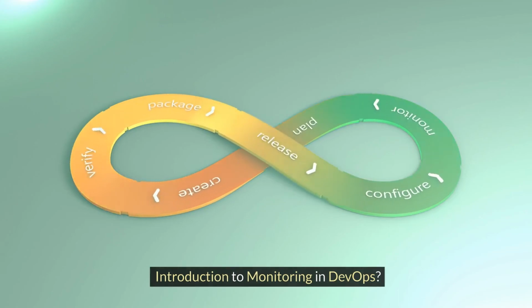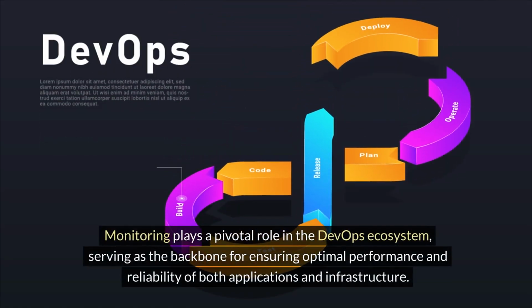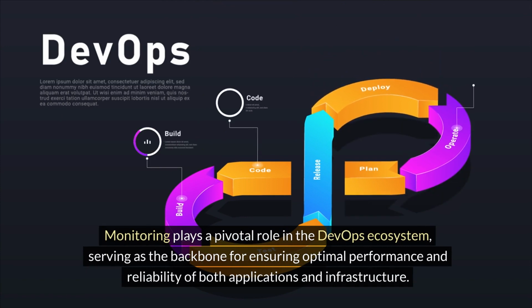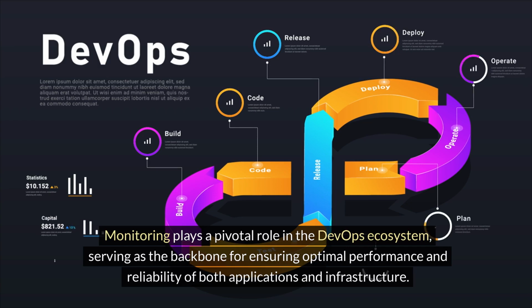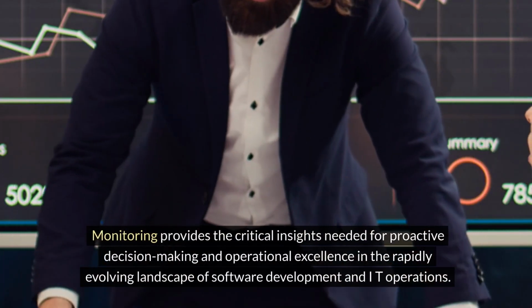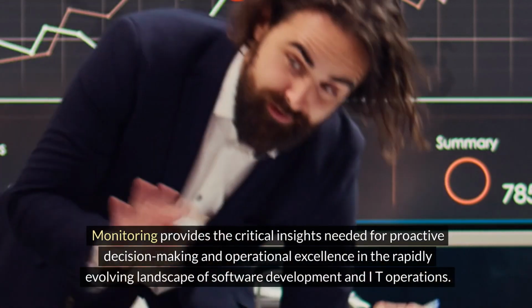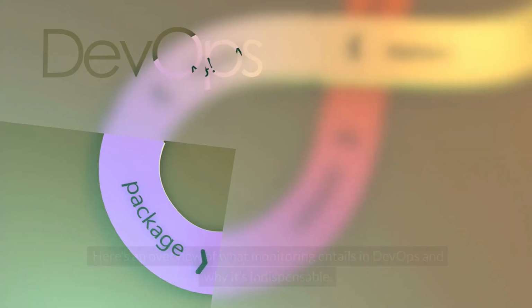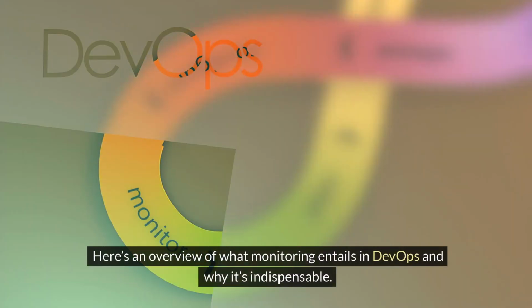Introduction to monitoring in DevOps. Monitoring plays a pivotal role in the DevOps ecosystem, serving as the backbone for ensuring optimal performance and reliability of both applications and infrastructure. Monitoring provides the critical insights needed for proactive decision making and operational excellence in the rapidly evolving landscape of software development and IT operations. Here's an overview of what monitoring entails in DevOps and why it's indispensable.